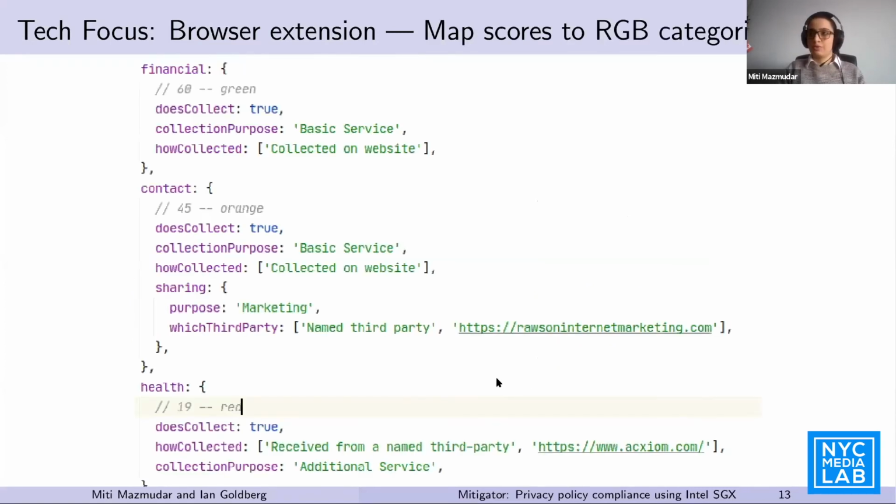And so here in this example, we have three different information types, and this is for a financial website. A financial website collecting health data is a little fishy, so we have a low score, and again the score goes from low to high, from 0 to 100. And each of them is assigned a category. So health gets into a red category because it's kind of scary. Contact information is being shared, so it's a little sketchy, but a financial website collecting financial information kind of makes sense, so it's green.